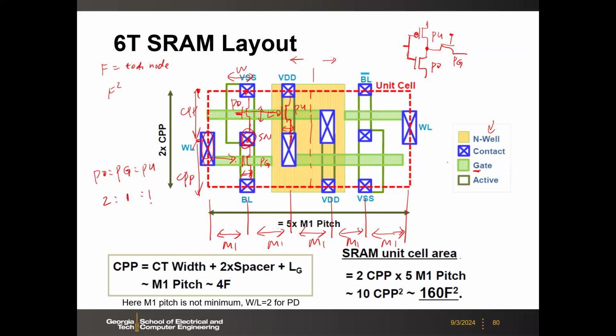Once again, let me explain what M1 pitch is, for example. From this contact, you see this contact. This contact needs to be separated by the M1 pitch, because that contact may connect to your M1. Of course, some of them may go to M2 for routing purposes, but they have to first go to the M1.